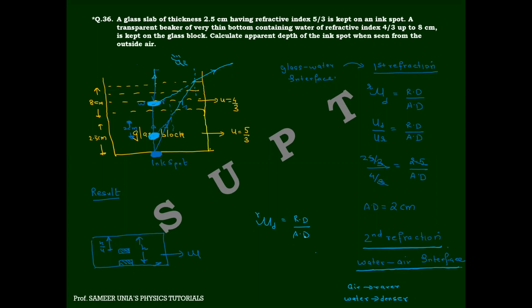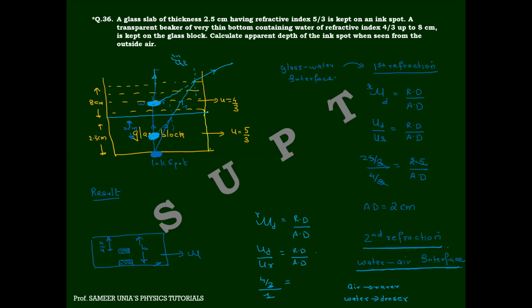This is mu d by mu r, real depth upon apparent depth. mu d कितना है? 4/3 है. mu r तो 1 है because air है. अच्छा, can anyone tell me now what is the real depth of the coin? Real depth of the coin कितना है? हाँ बोलो, सही है. Yes, 10. कैसे मिला 10 आपको?